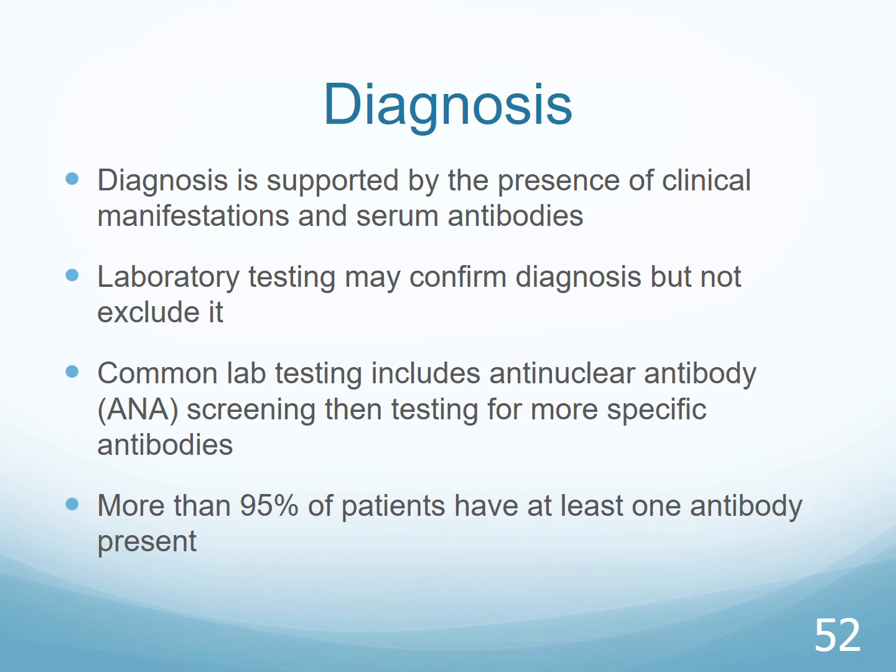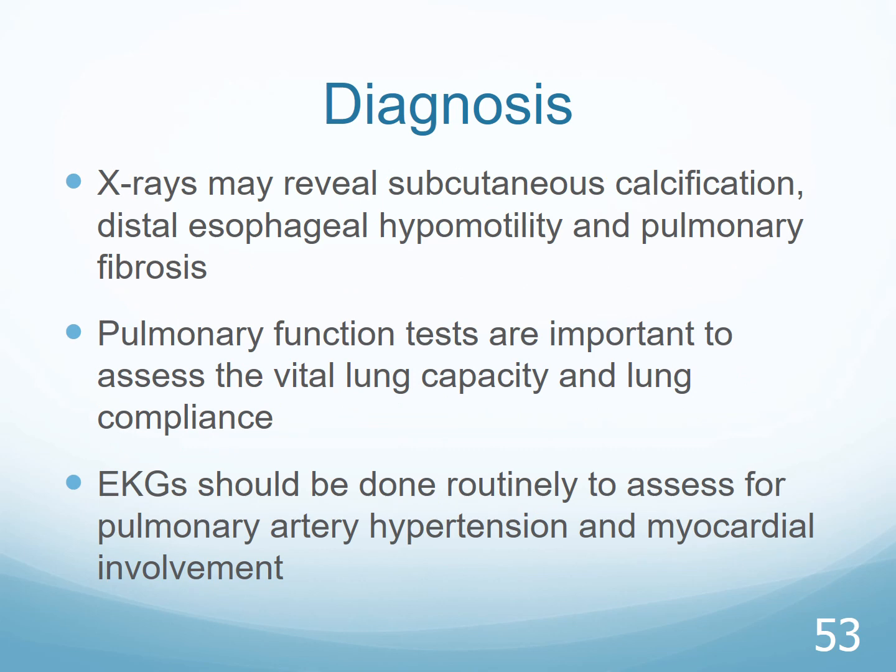So common lab testing includes anti-nuclear antibodies, an ANA screening, and then depending on that lab result, the doctor will test for more specific antibodies. More than 95% of patients will have at least one antibody present. X-rays may reveal subcutaneous calcification, distal esophageal hypomotility, and pulmonary fibrosis. Pulmonary function tests are important to assess the vital lung capacity and lung compliance. And then EKGs should be done routinely to assess for pulmonary artery hypertension and myocardial involvement.